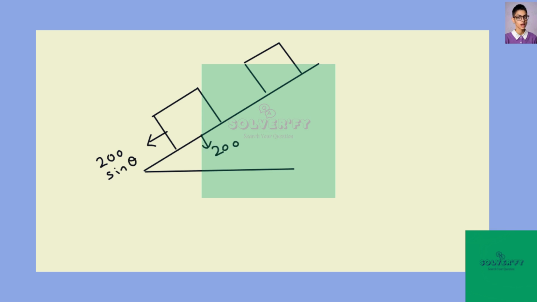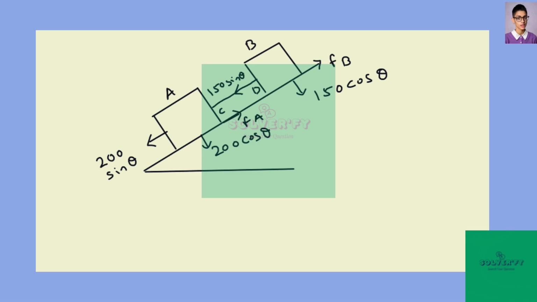200 sin theta, here it is 200 cos theta. Now here it is 150 sin theta, and here it is point C and D, and here it is crate A and crate B. Here it is 150 cos theta. Now we can go further, write FB here, and here FA is acting.